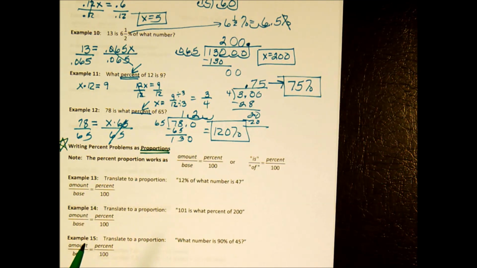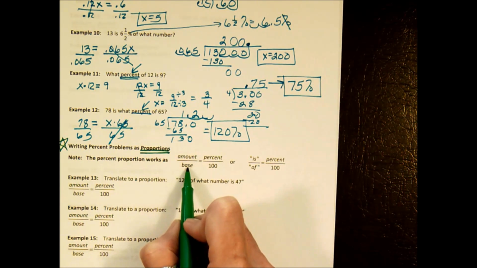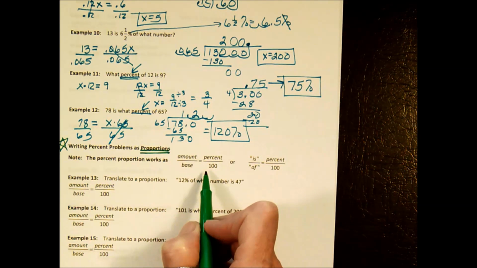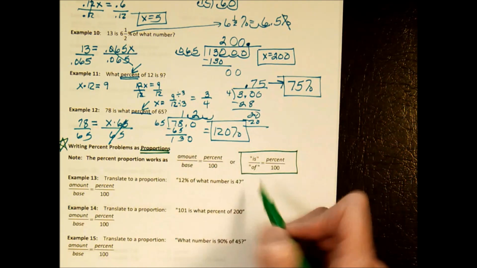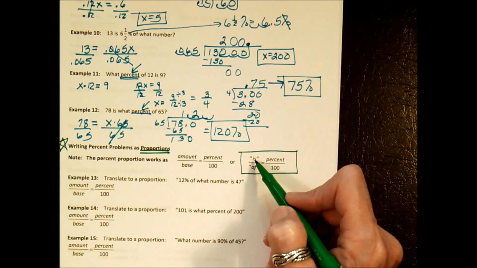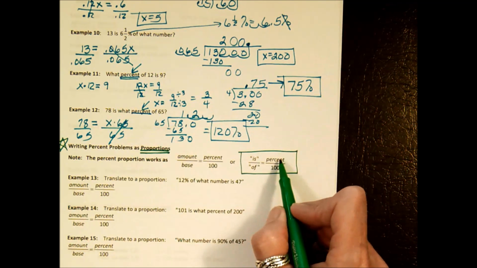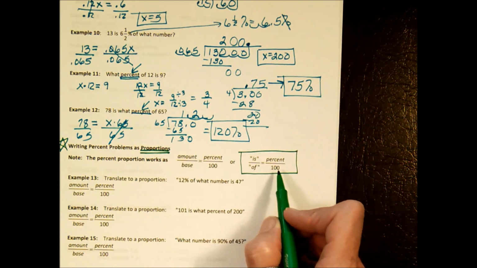Here we're actually going to use a proportion setup, and it goes like this: the amount over the base is equal to the percent over 100. An easier way to remember it, and this will work every time: the is word divided by the of word is equal to the percent number divided by 100. Now if you find that confusing, just hold off. Wait till we get to a couple and you'll see.